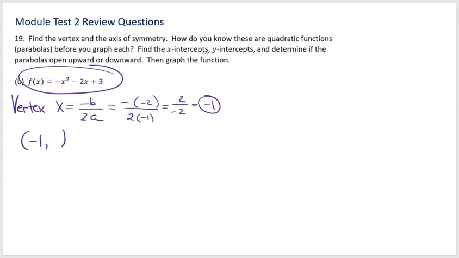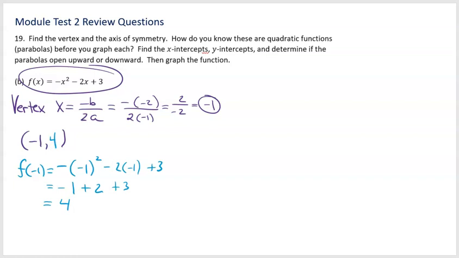So to find the y value, I take my negative 1 and I plug it into the function. So that's negative of a negative 1 squared minus 2 times negative 1 plus 3. Now negative 1 squared is 1, but then this negative thrown in front of it makes that negative 1 plus 2 because of the two negatives plus 3. Negative 1 plus 2 is 1, 1 plus 3 is 4. So my vertex is negative 1, 4.